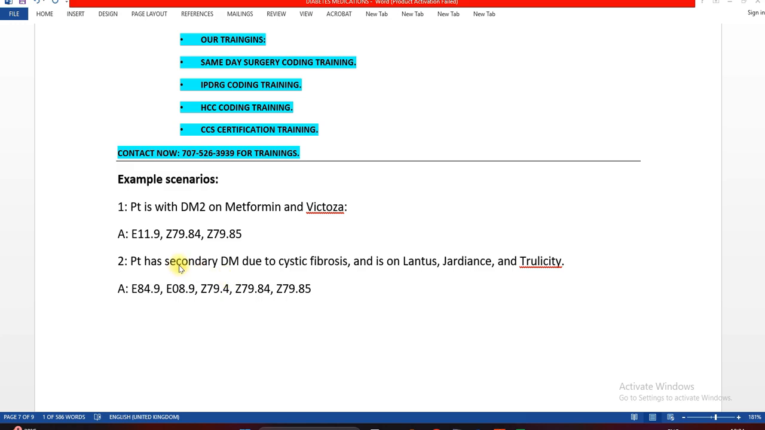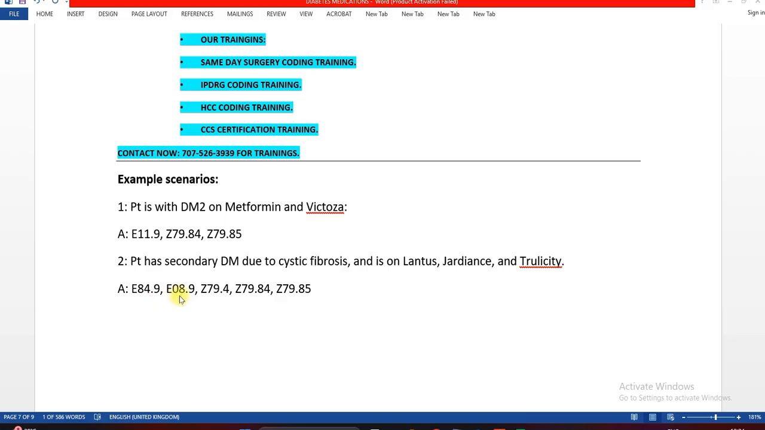Our next scenario is the patient has secondary diabetes mellitus due to cystic fibrosis and is on Lantus, Jardiance and Trulicity. Here the patient is on three types of medications. Lantus is an insulin, Jardiance is an oral hypoglycemic, and Trulicity is an injectable non-insulin drug. So here we need to code E84.9 first, which is the code for cystic fibrosis.